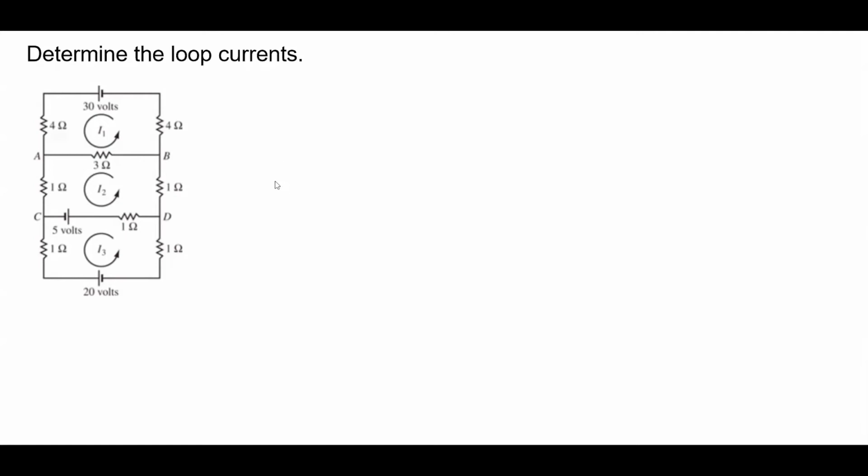Now we're going to talk about circuits. So we have a circuit diagram here, and we have 3 loops. And some of the loops share a wire, and we have batteries and resistors. So there's no capacitors on these.